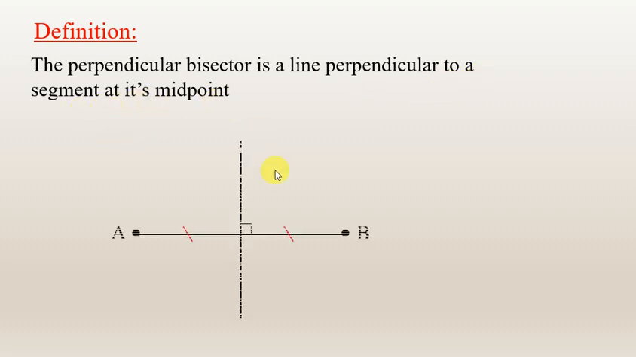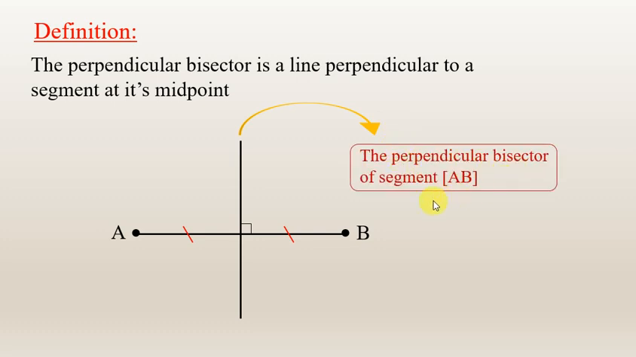That means if we have a segment AB, the perpendicular bisector of segment AB is a line that makes a 90-degree angle with segment AB and passes through the midpoint of AB. Passing through the midpoint of segment AB means this line cuts AB into two equal sides. So this line is the perpendicular bisector of segment AB.